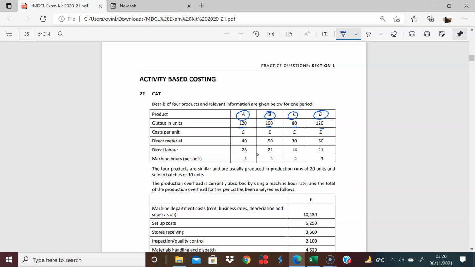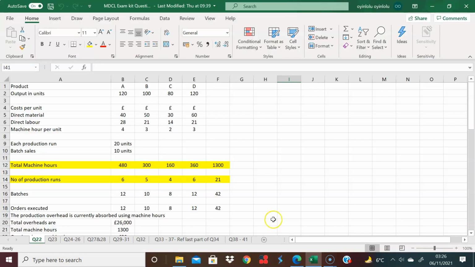All right, let's go. So here we are. We have the direct materials and direct labor. We don't have issues with that. We're thankful for that. We have that information straight away. Let's see, what do we have here? We're also given the machine hours per unit. It says the four products are similar and are usually produced in production runs of 20 units.